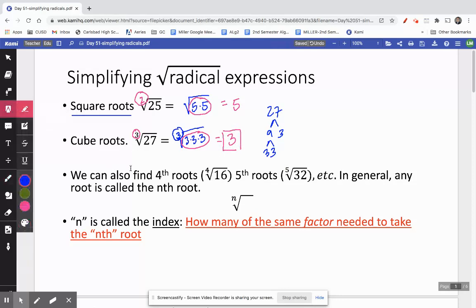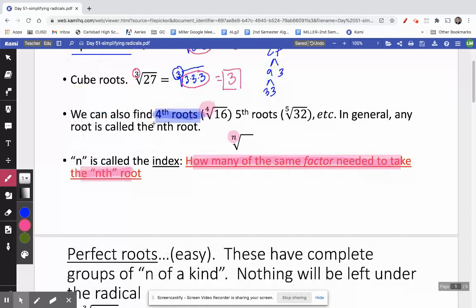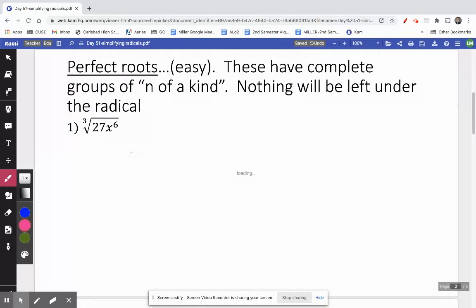We can also find 4th roots when we have a little 4 there, 5th roots, 6th roots, nth roots, okay? In general, if there's an n there, that's our index. That's how many of the same factor need to be taken, okay? So let's keep that in mind. We've done that a little bit before, but it's going to get a little crazier today.